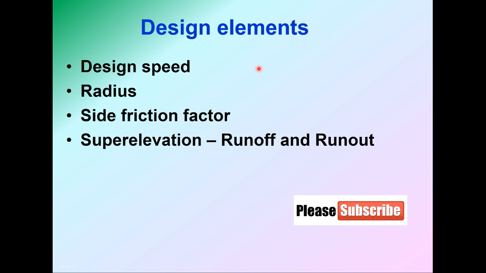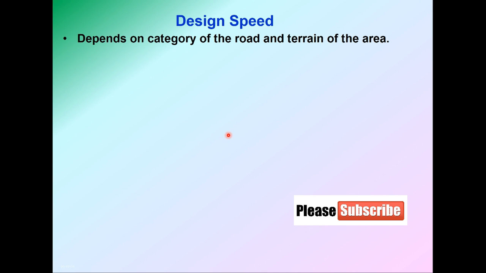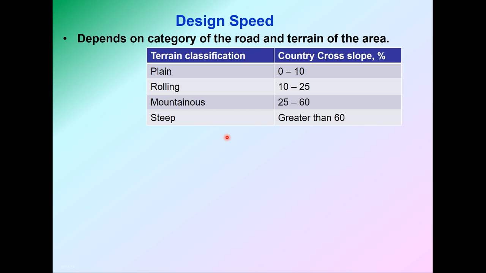The design elements for a horizontal curve are design speed, radius of circular curve, side friction factor, and superelevation. Superelevation is provided through runoff and runout distance. I will discuss these two distances a little later. But design speed is the speed for which highway is designed, and this is the main factor on which all design elements like radius of circular curve, superelevation, side distance, length of transition depends.